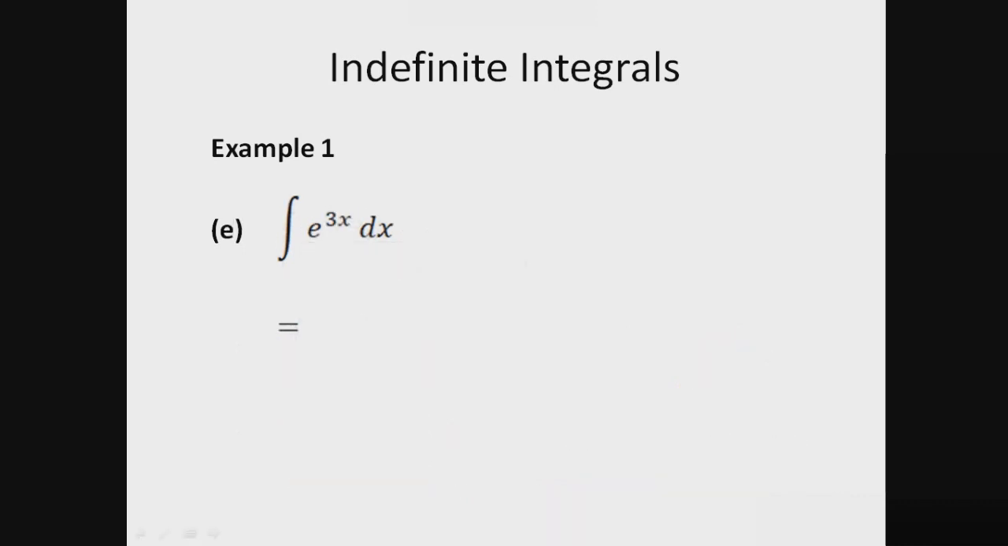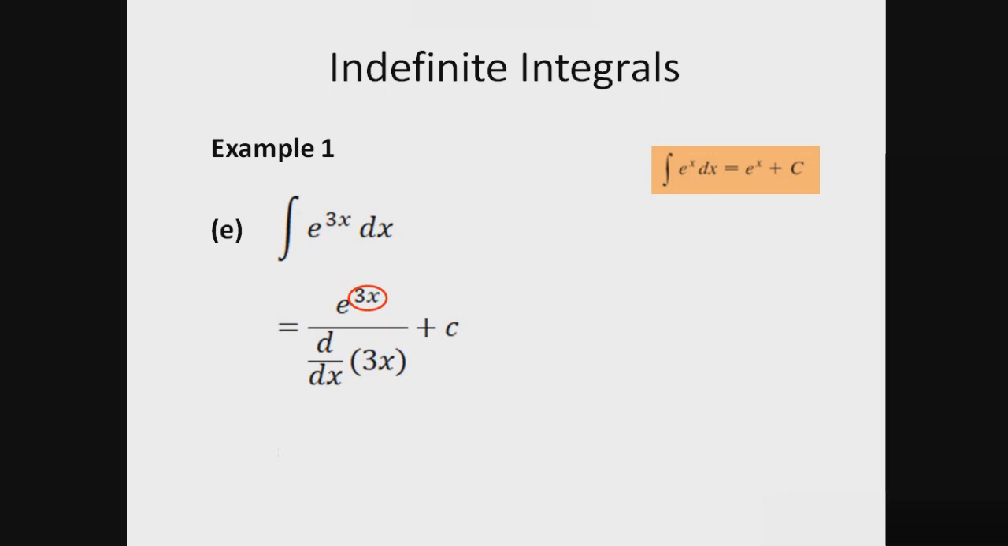Example 1e, the integral of e to the power of 3x dx. If you get any exponential function, you refer back to the table of properties, you get the integral of e to the power of x dx always gives e to the power of x plus c. Okay, now we integrate it, we get e to the power of 3x. And then notice that there is 3x because there is a function there. So we have to differentiate at the denominator again. So we get d over dx of 3x. Then don't forget to plus c also. And then we get e to the power of 3x over 3 plus c.